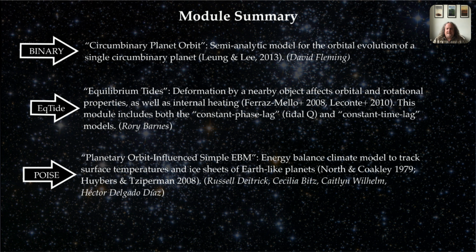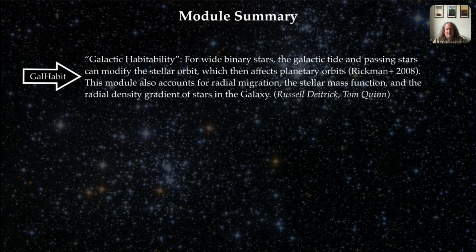POISE, which stands for the Planetary Orbit-Influenced Simple EBM, is a one-dimensional climate model that tracks surface temperature and ice sheets on Earth-like exoplanets. This module largely incorporates the work of North and Coakley and Huybers and Tziperman.